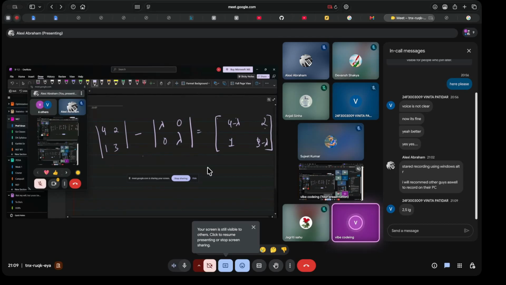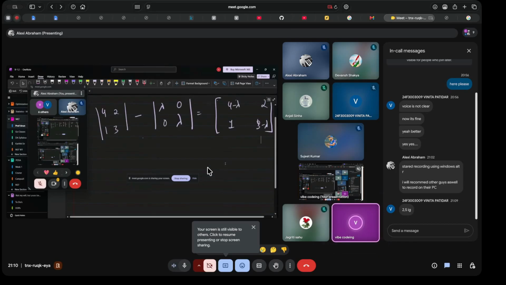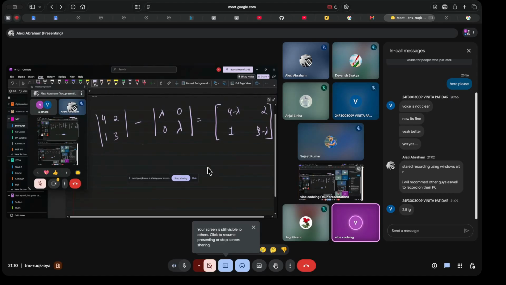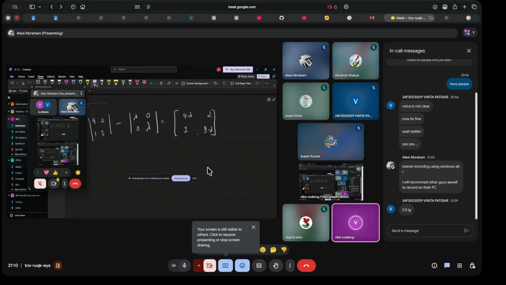So this is the A minus lambda I matrix. So you have to find the determinant of this matrix. So how are you going to find it? Maybe you remember how to find the determinant of the matrix. Yeah, A minus lambda. Okay, that's fine. Okay, minus lambda plus lambda. That's good.